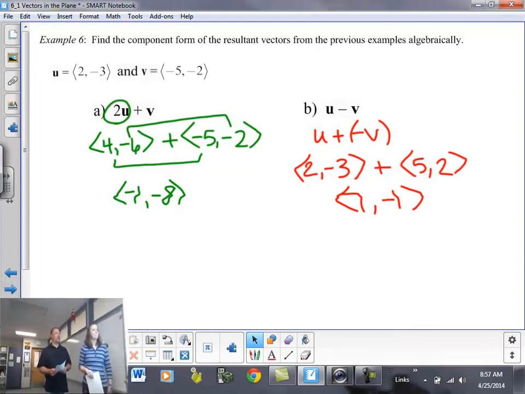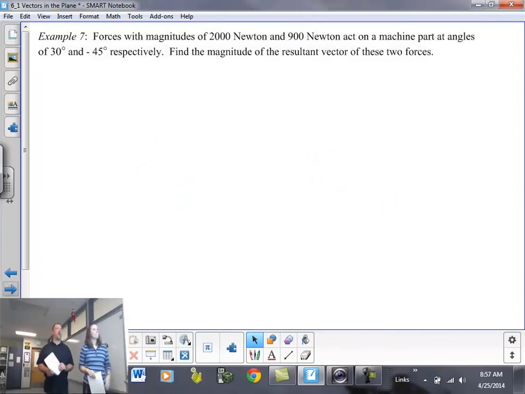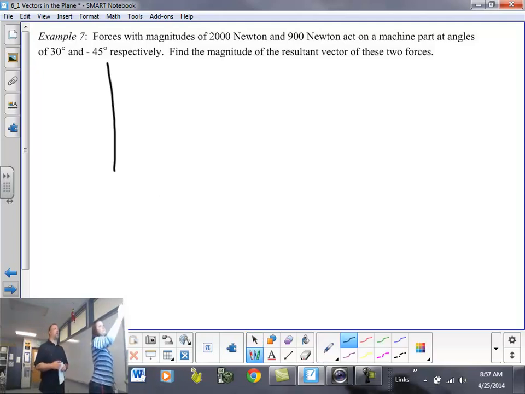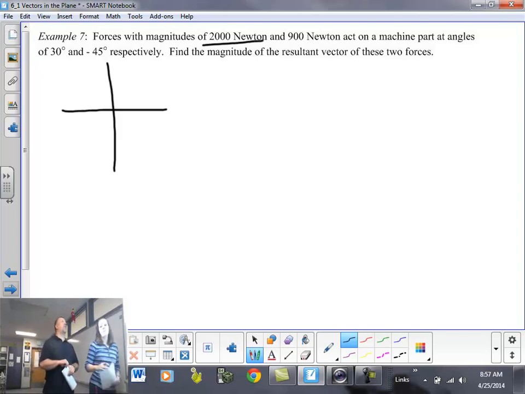All right, so the next problem is basically the same idea, just with an application. If you're in physics or going to take physics, you might get to do some of this. The best thing you should do is set these problems up: draw yourself a picture, figure out what's going on. We have forces with magnitudes of 2,000 newtons and 900 newtons acting on a machine part at angles 30 degrees and -45 degrees respectively. So draw these things semi-accurately and label everything appropriately. That's a 30-degree, 2,000 newton force.